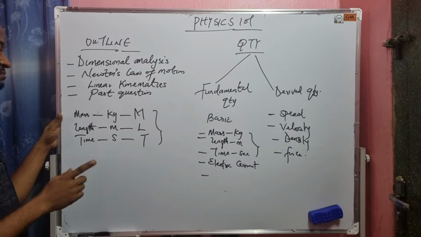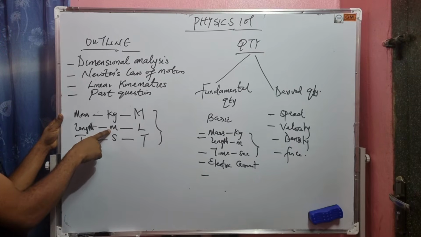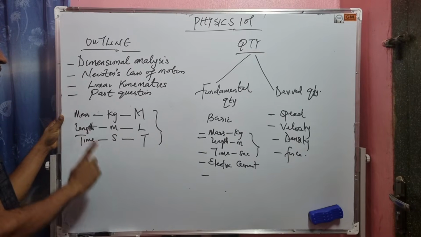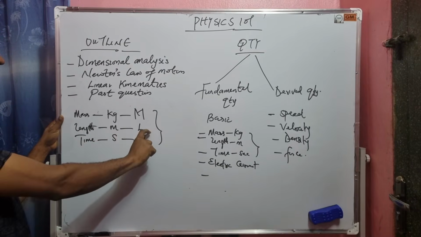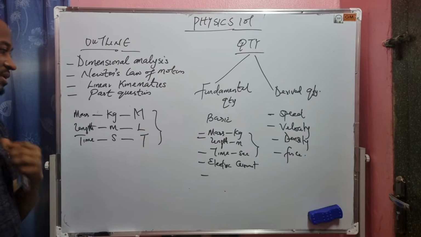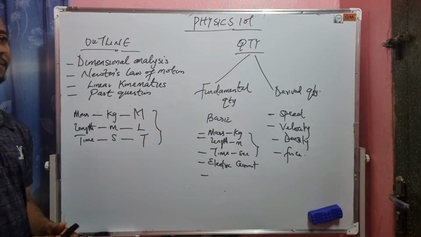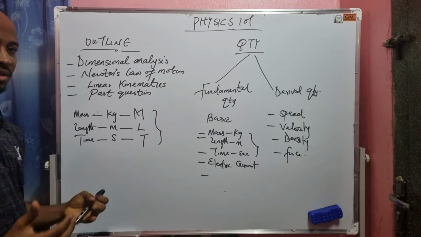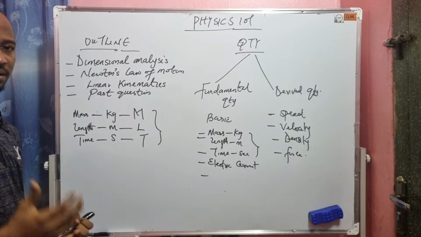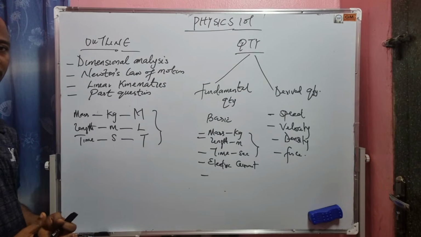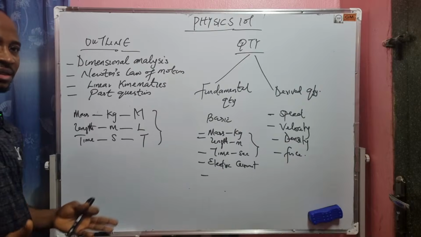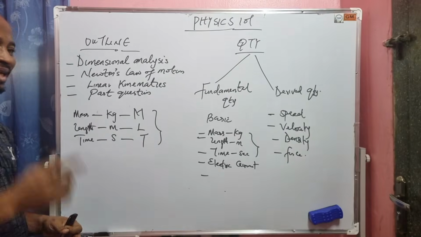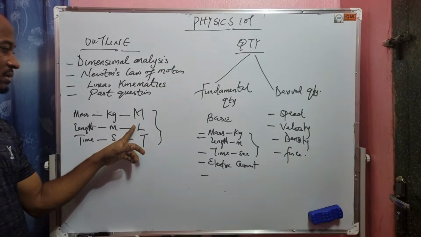Any quantities in physics measured in meter must take what? The dimension of capital L. Any quantity measured in seconds must take the dimension of what? Capital T. For meter, for instance, quantities like radius of a cycle, diameter of a cycle, height, distance, displacement, all of these measurements are in meters, right?